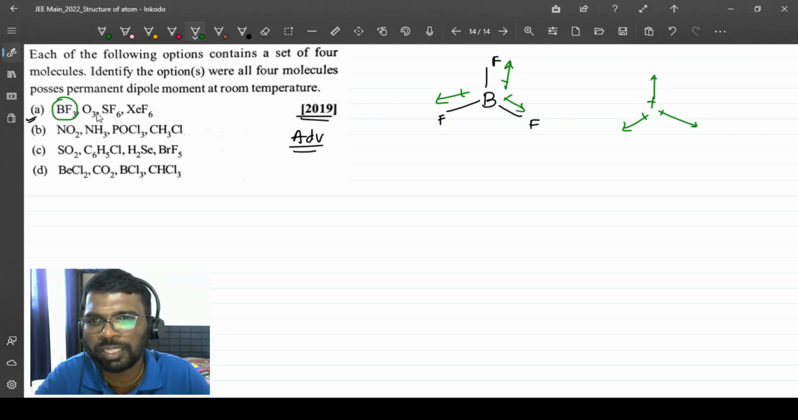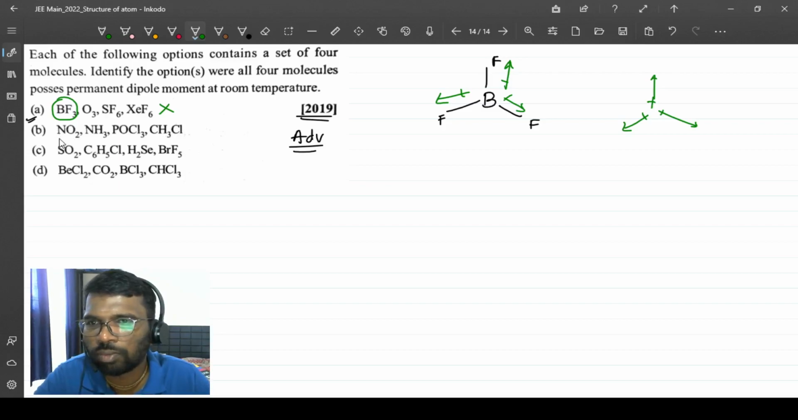So one of the molecules out of all four has zero dipole moment, whereas we want all four molecules to have a permanent dipole moment. So option A, let's not check the others. Here this is zero, meaning this is not a correct option.